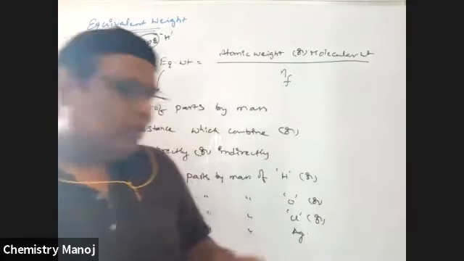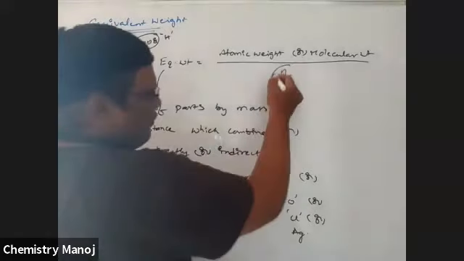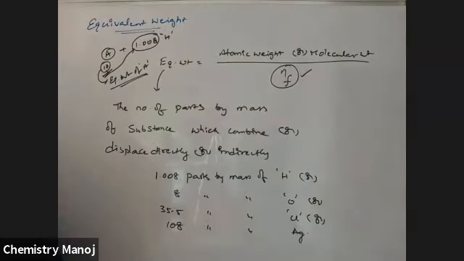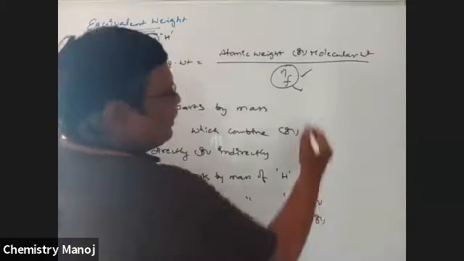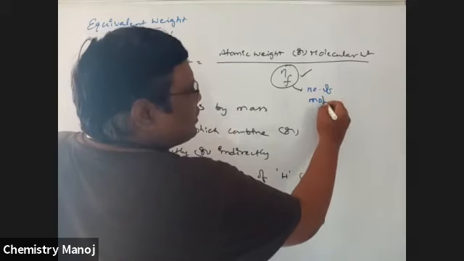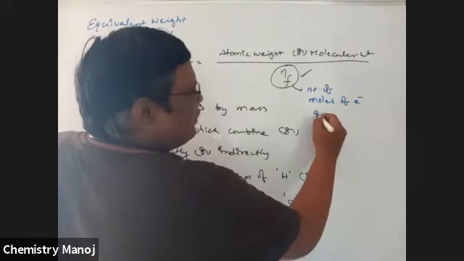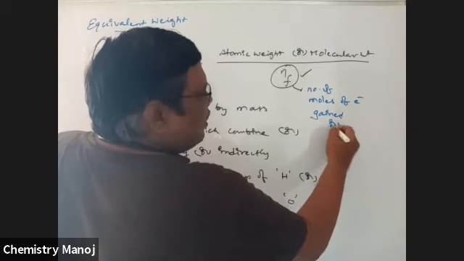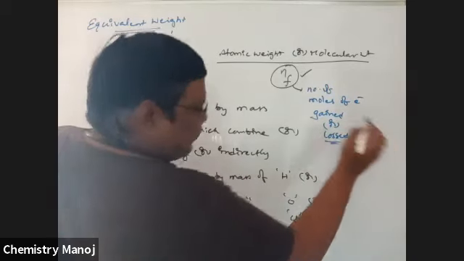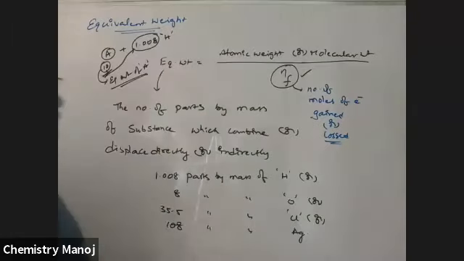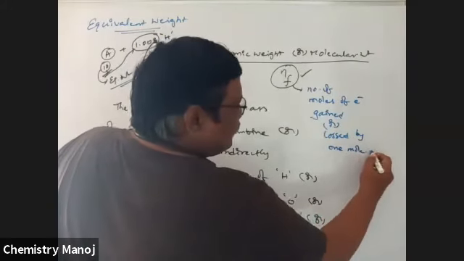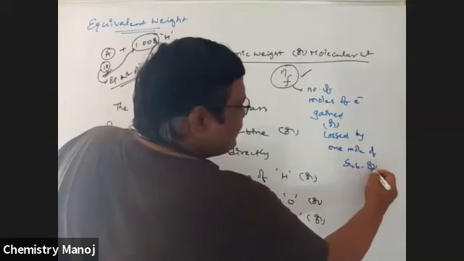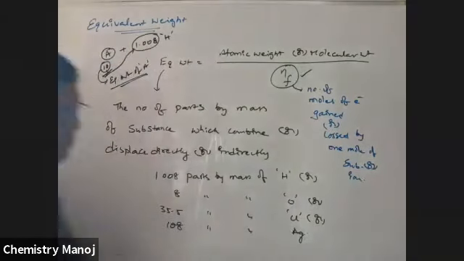Okay. So now I'm going to calculate n factor. First of all, we require n factor. What is this n factor? That is nothing but the number of moles of electrons gained or lost. N factor is nothing but the number of moles of electrons gained or lost by 1 mole of substance or ion, whatever it may be.